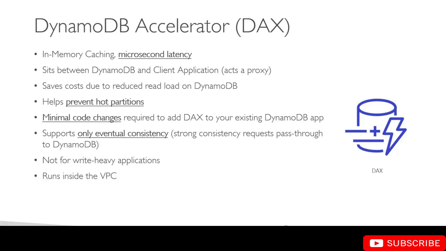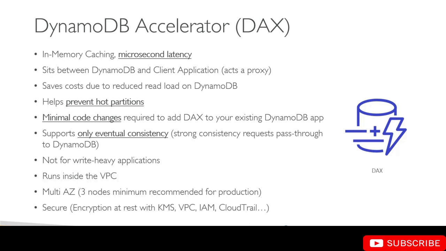And the DAX clusters sit inside the VPC, and DAX supports multi-AZ, so you can have multiple nodes in different availability zones, and for production use, at least 3 nodes are recommended. And again, just like any other AWS service, DAX is secure. It uses encryption at rest with KMS. It already uses VPC. It uses IAM for access control and CloudTrail for auditing purposes.